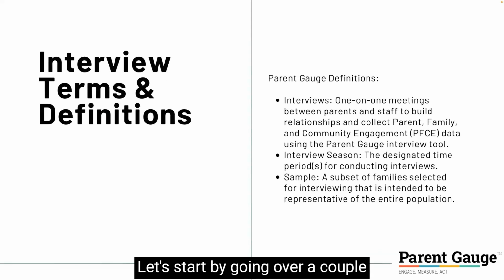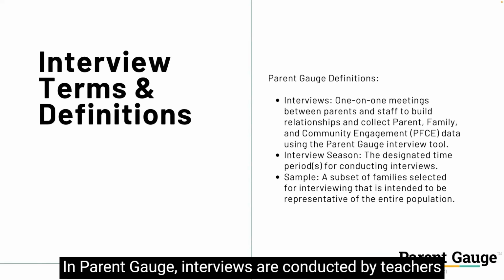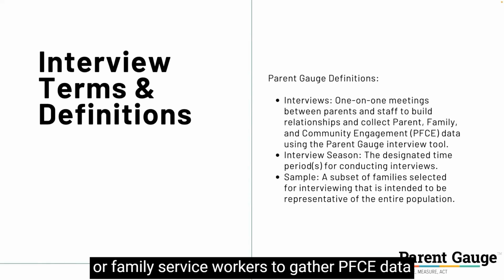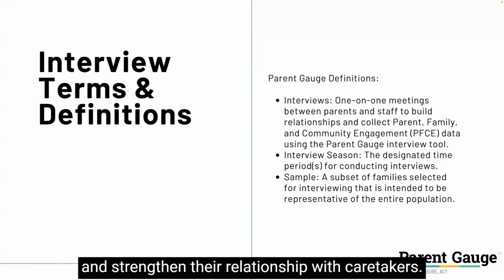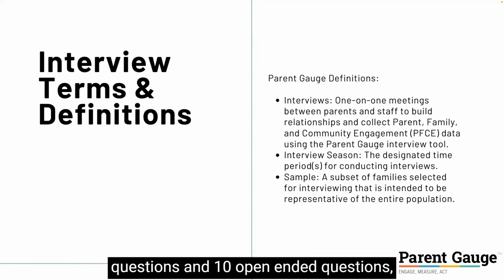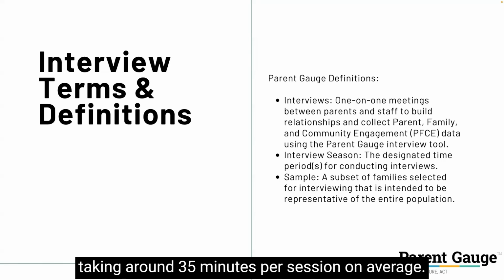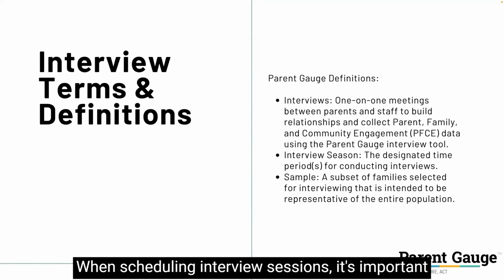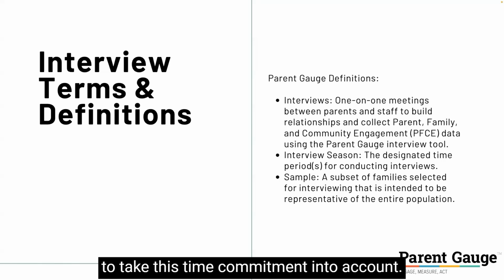Let's start by going over a couple of Parent Gauge terms we're using. In Parent Gauge, interviews are conducted by teachers or family service workers to gather PFCE data and strengthen their relationship with caretakers. The interview includes about 25 close-ended questions and 10 open-ended questions, taking around 35 minutes per session on average. When scheduling interview sessions, it's important to take this time commitment into account.